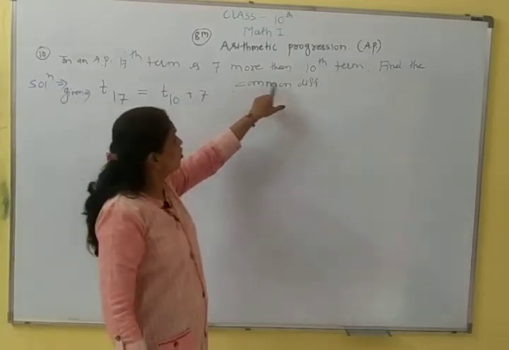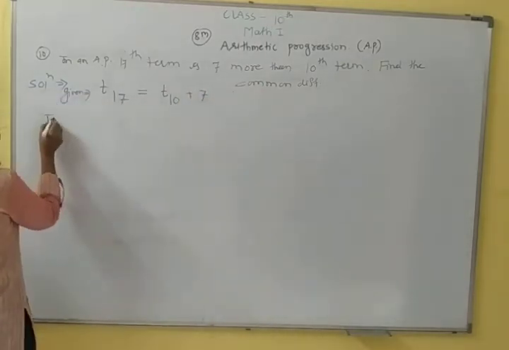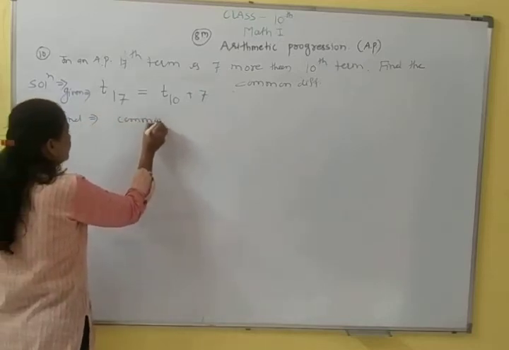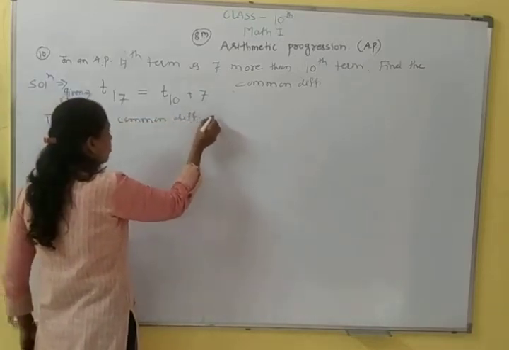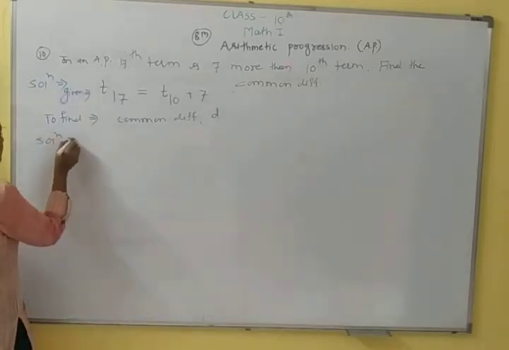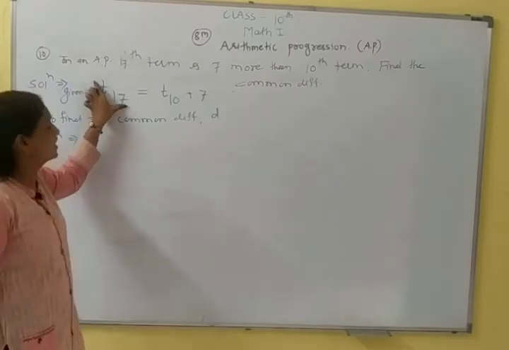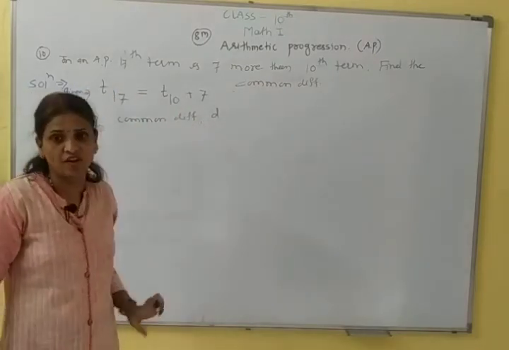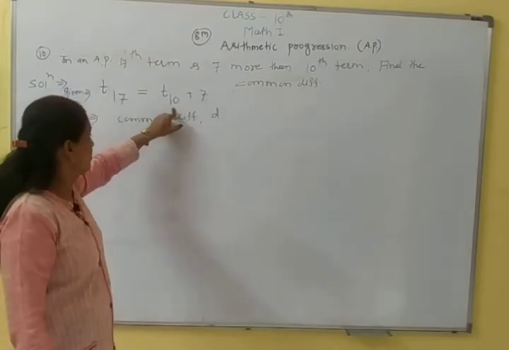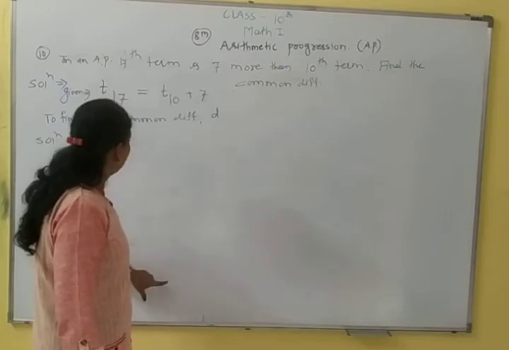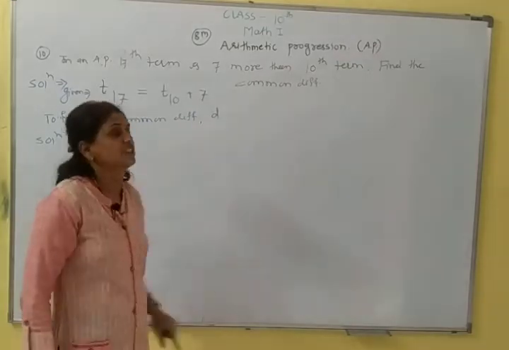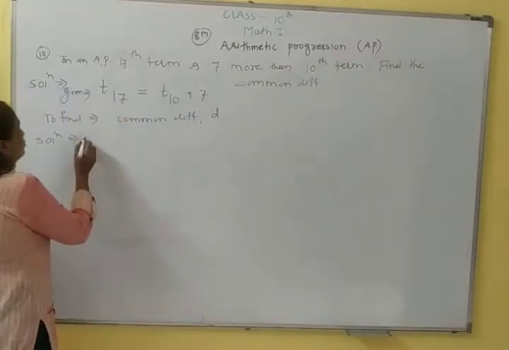Then find the common difference, that is D. First we have to find T17 by using the general term of an AP. Then again find T10 by using the general term of an AP. And from equation 1 and 2, put both in the equation T17 equal to T10 plus 7 and then find the common difference.